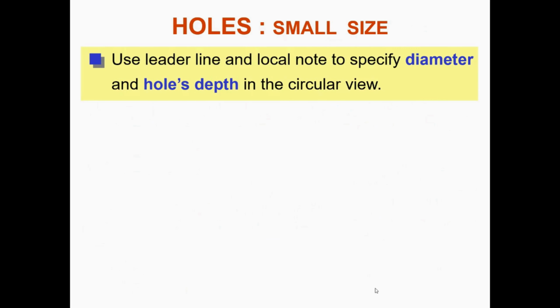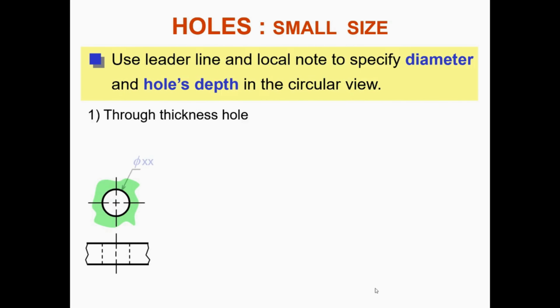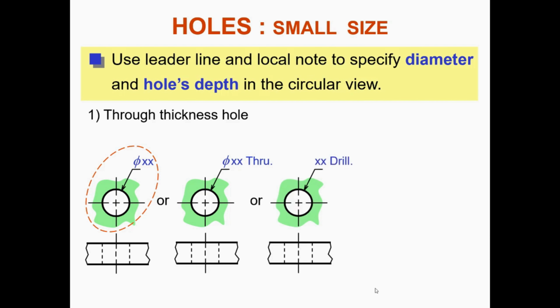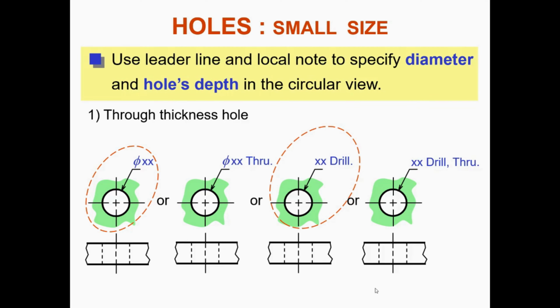Holes, this time small size. Use leader lines and a local note to specify diameter and hole depth in circular view through thickness hole. If you have an example like this, you are supposed to use the leader line and the local note to specify the diameter and also the hole depth. You can have a diameter XX and indicate the depth. Maybe it is a drill, it is a through hole, etc.